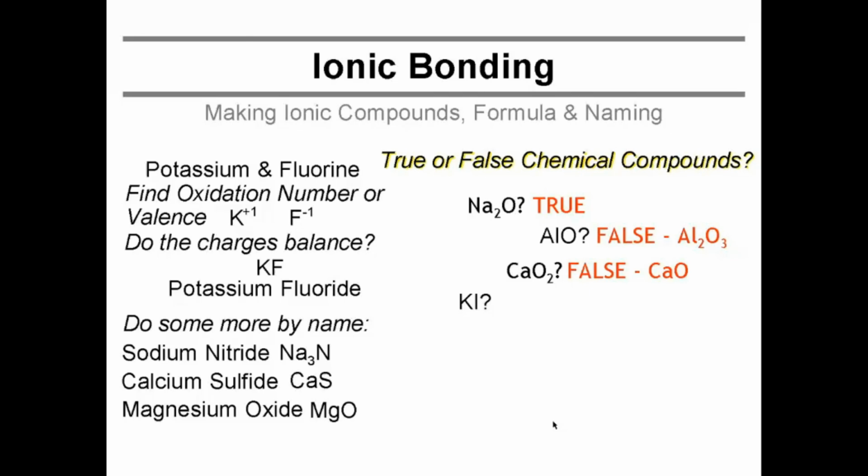Potassium and iodine. And the answer for that one is true. Potassium is a +1 and the iodine is a -1. All right, let's try this one, BCl2. Oh wow, I need to look it up and see if that matches at all, whether true or false.